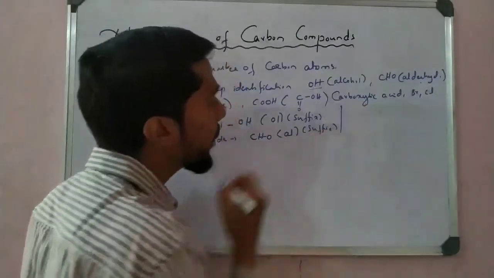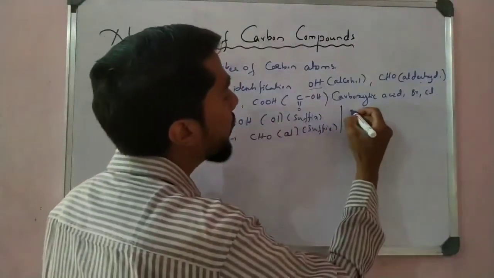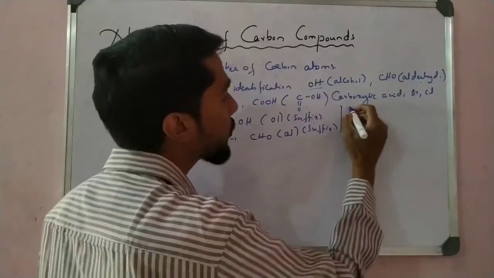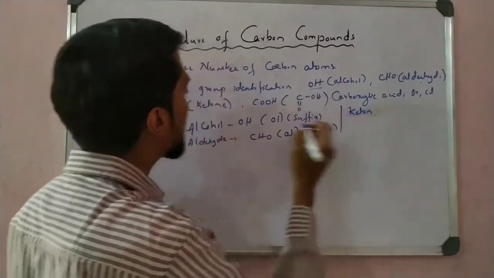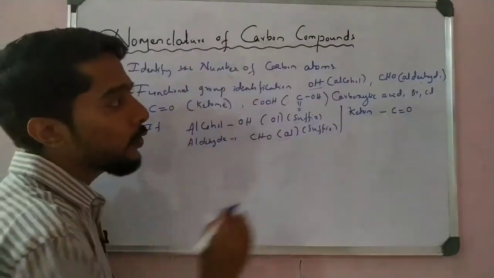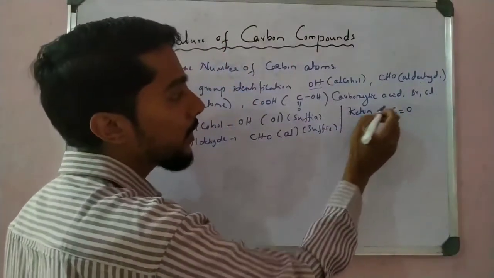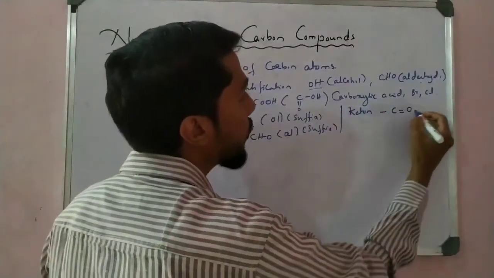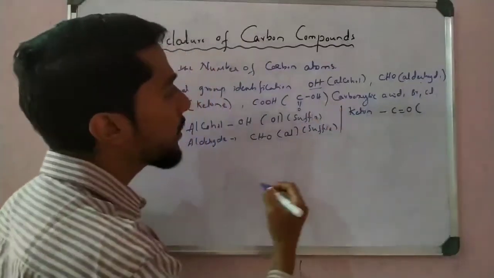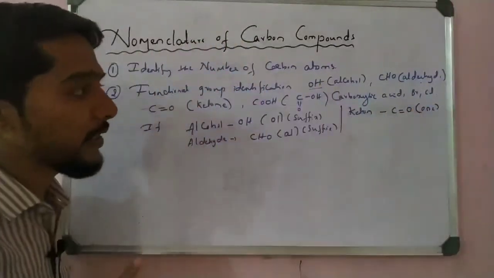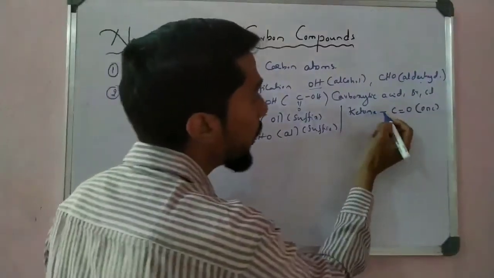If the compound has a ketone functional group, ketone means C double bond O, like that, with one C attached here, then we can take the suffix "ONE". After that we can add the suffix ONE.